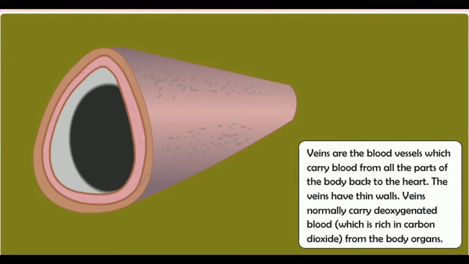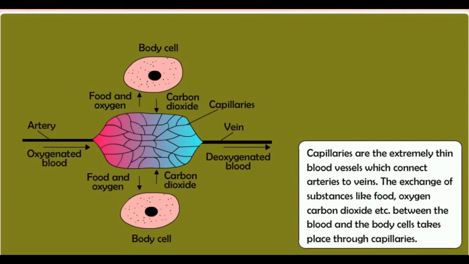2. Veins are the blood vessels which carry blood from all the parts of the body back to the heart. The veins have thin walls. Veins normally carry deoxygenated blood, which is rich in carbon dioxide, from the body organs. 3. Capillaries are the extremely thin blood vessels which connect arteries to veins. The exchange of substances like food, oxygen, carbon dioxide, etc. between the blood and the body cells takes place through capillaries.